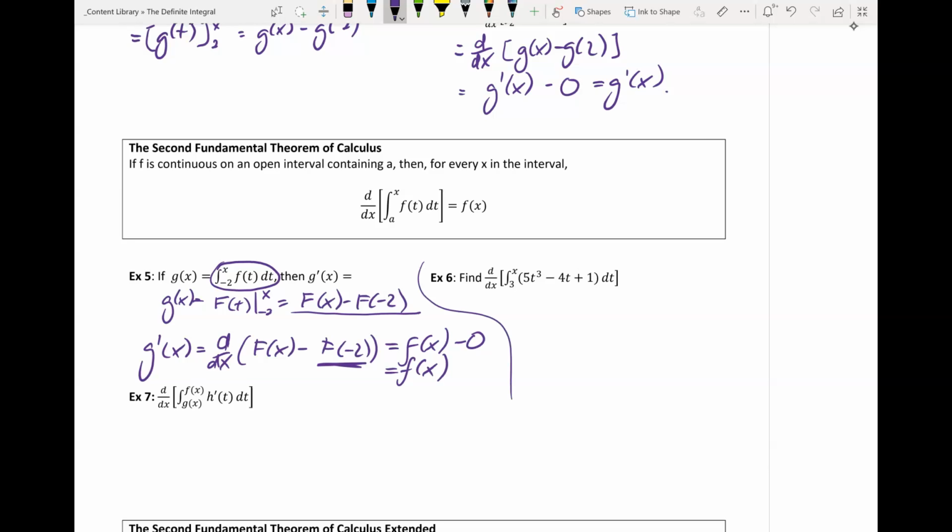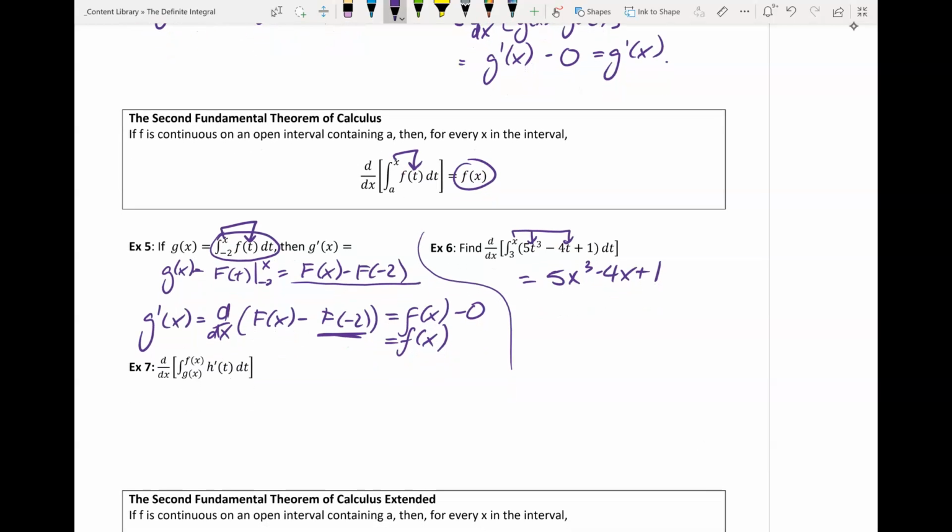So if we look at the pattern here, what happened? It looks like we just inserted this x into our f, and that's how we got f of x. And if you look at our theorem here, same thing. This x just went inside here, and then we have f of x. So if we use the same sort of principle for the next one, that means I could just take this x and put it in every time I see a t. So this would be f of x cubed minus 4x plus 1, according to the second fundamental theorem of calculus.